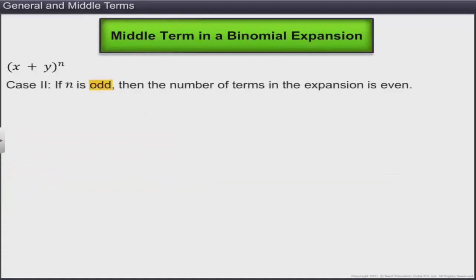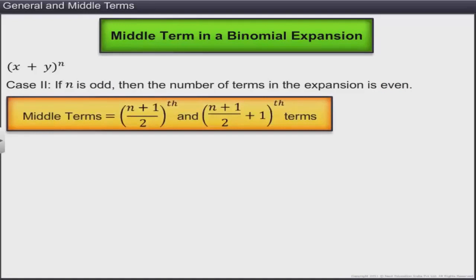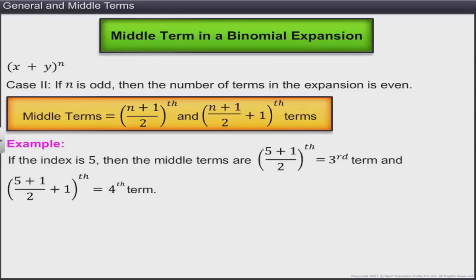If n is odd, n plus 1 is even. That is, the number of terms in the expansion is n plus 1. In this case, the expansion will have two middle terms. The two middle terms are the (n plus 1 upon 2)th term and the (n plus 1 upon 2 plus 1)th term. For example, if the index is 5, then there will be 6 terms in the expansion, and the middle terms will be the 3rd and the 4th terms.